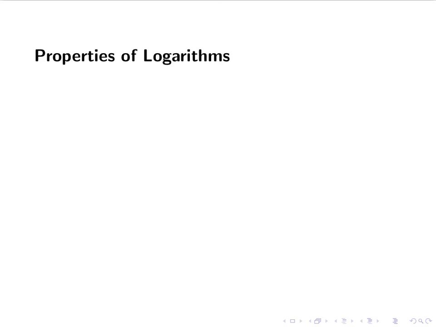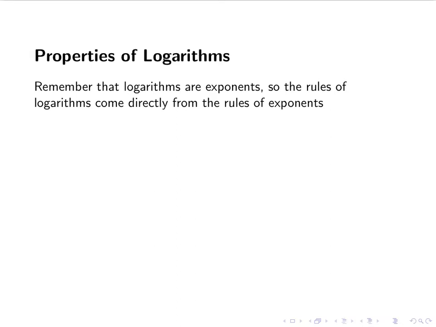Hello, today we're going to look at properties of logarithms. So remember that logarithms are exponents. So the rules of logarithms come directly from the rules of exponents. So we'll let u be log base b of x and v be log base b of y. Converting these into exponentials, we get that x equals b to the u and y equals b to the v.